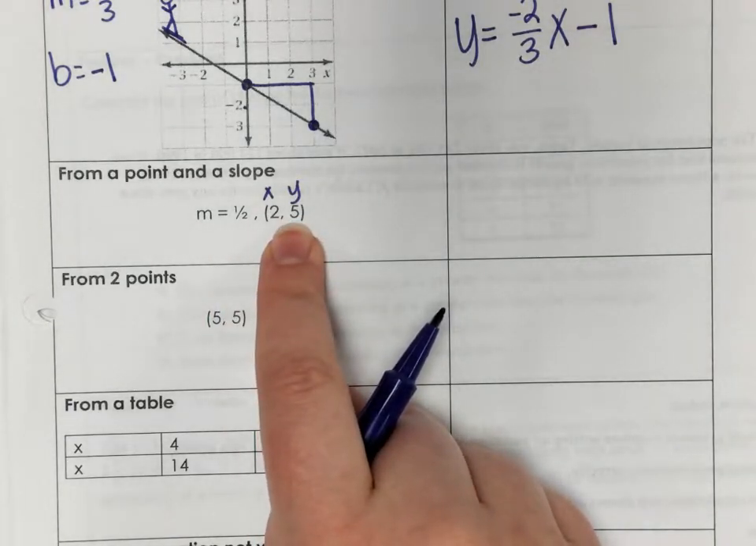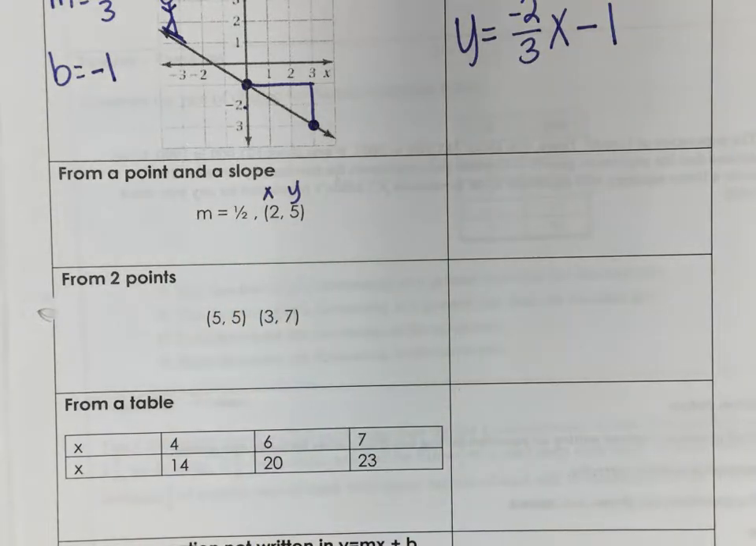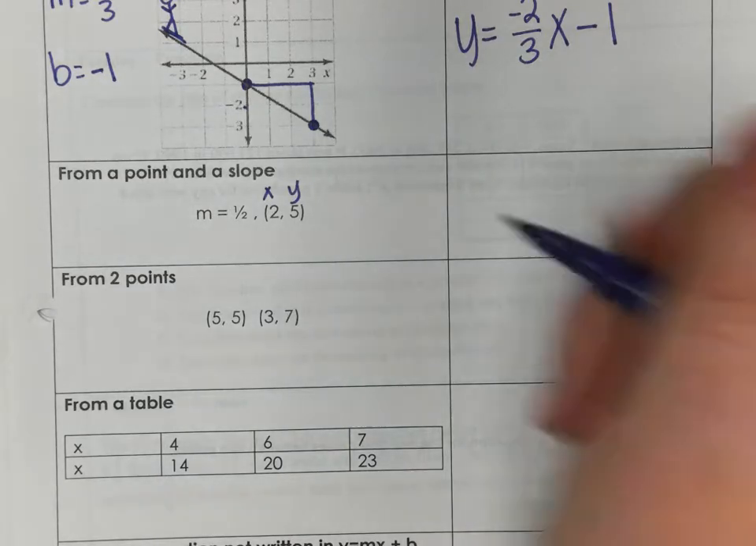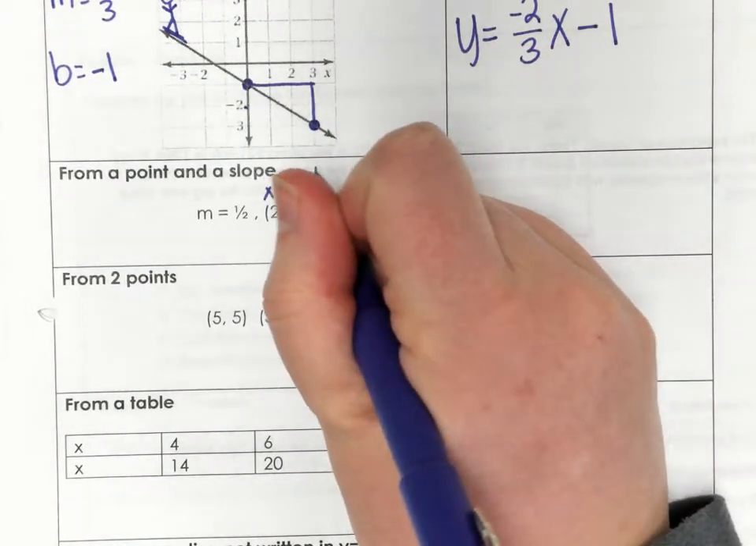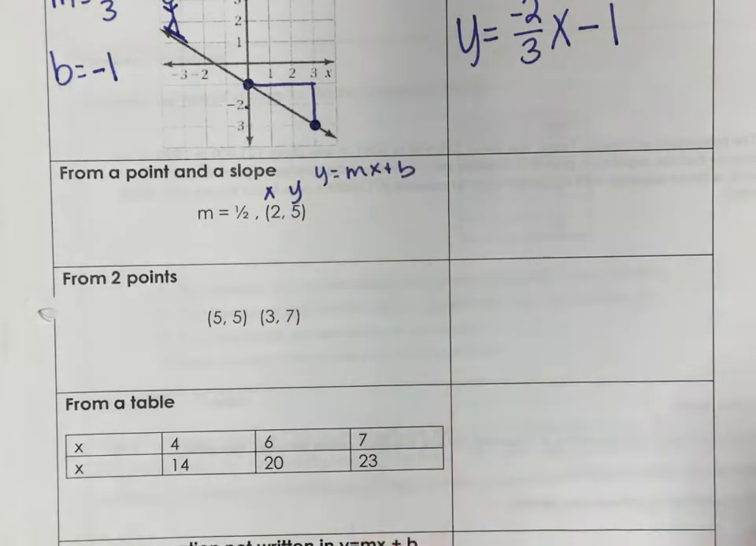You could graph, but I don't have a graph. Also 3 values: 1/2, 2, 5. You put them in a table? No. Let's just plug them into our formula. Guys, let's plug them into y equals mx plus b. What is the value for y?